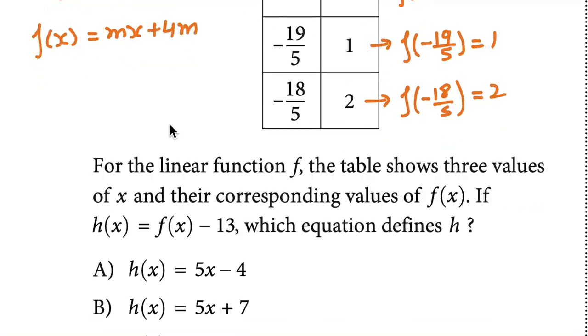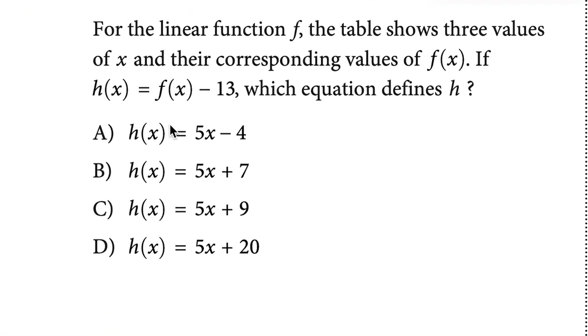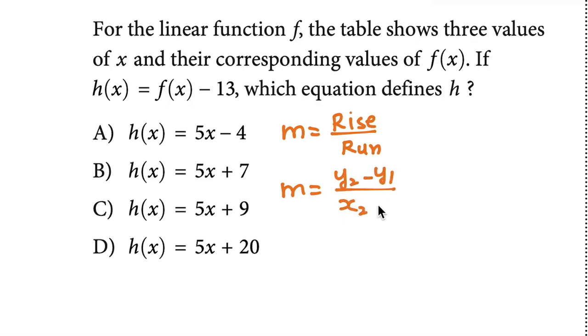And m can be calculated. M is slope, right? M can be rise over run, but that is a good option if a graph is given to us. Here the graph is not given, but what is given? The corresponding values of f(x) when x has some particular value. So you can also use y2 minus y1 over x2 minus x1. This is another way. The graph method is not a good option because the graph is not here. You can use this one.